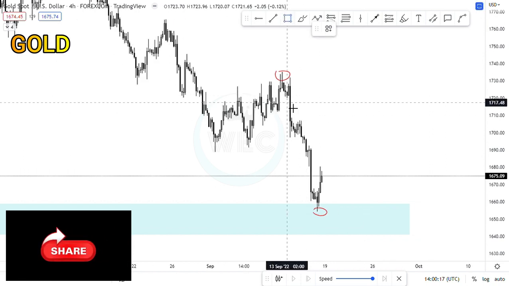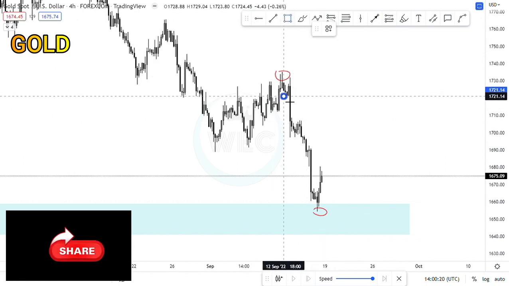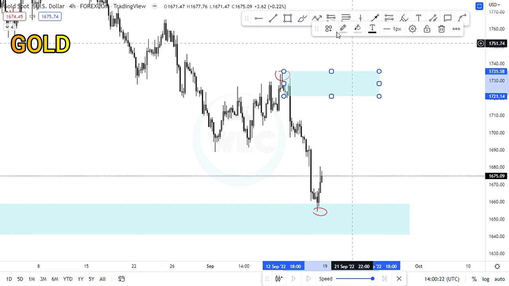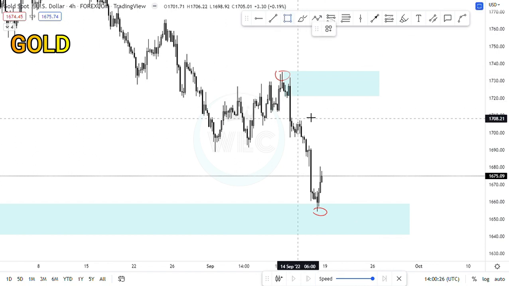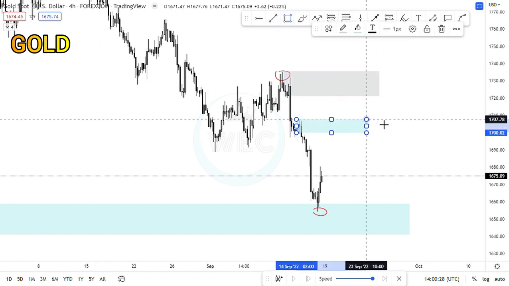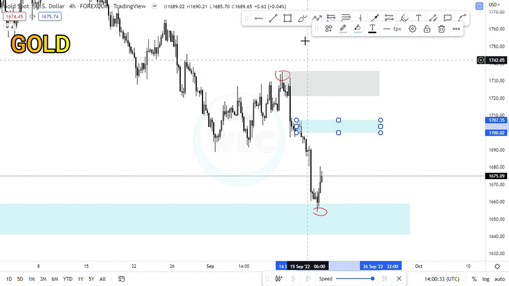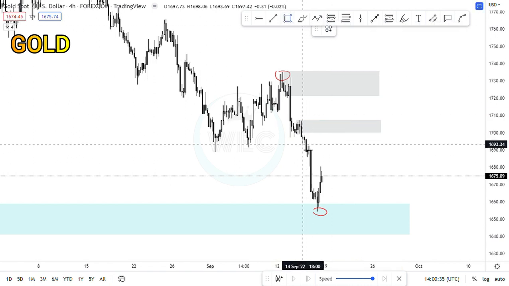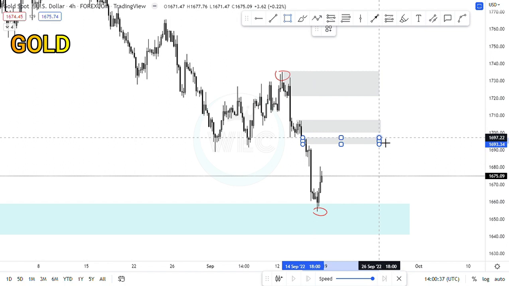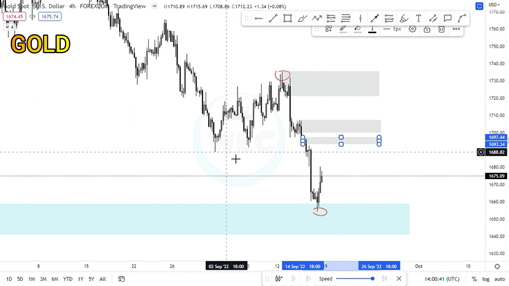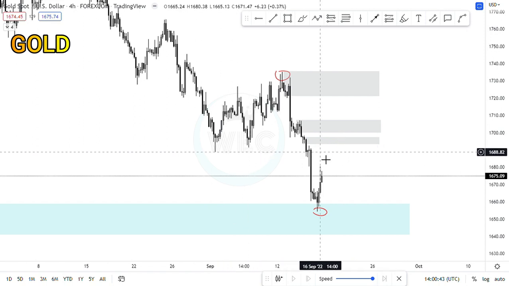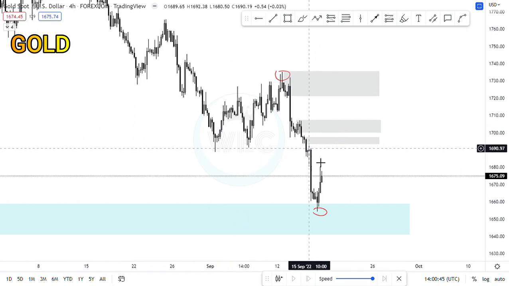So the first supply zone that I will be looking at will be right in here. Okay, so supply, and my next one will be right in here also as supply, and I will mark the last one also as this small candle right in here, because that was what led to the break of structure of this particular low of H4. Okay, so I didn't mark this one in here because it is not in my required zones.